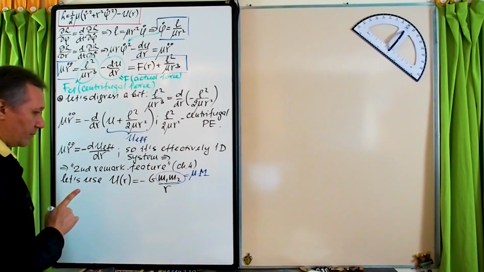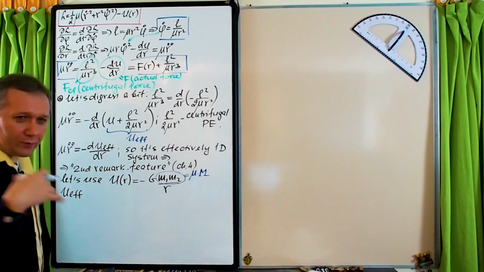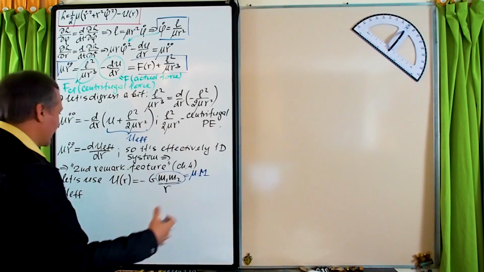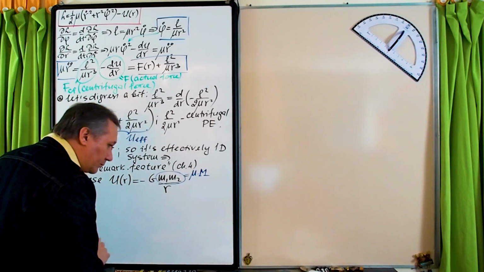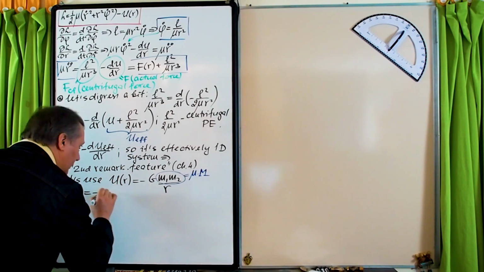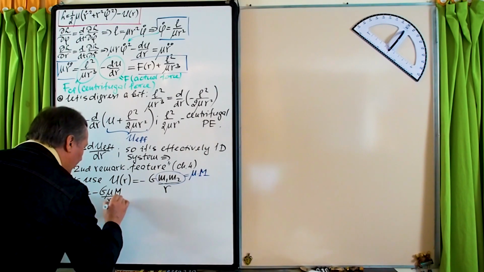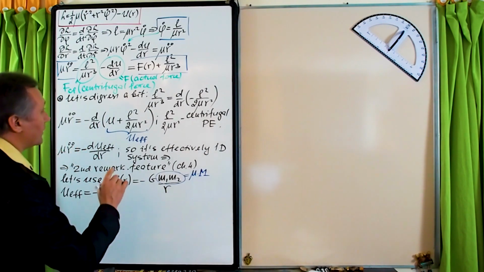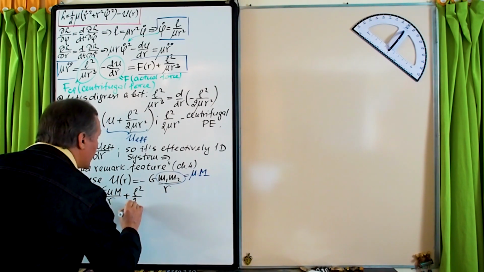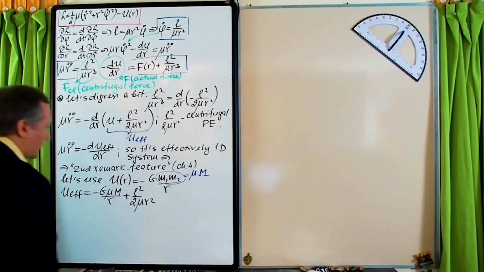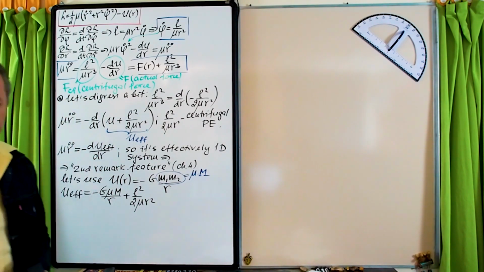No, I doubt that I will be able to fit. Okay, we'll see. So U effective, every time I have to think about space. Do I have enough space on the whiteboard? So it will be equal to minus G mu M over R, and where is my centrifugal? Okay, here. Plus L squared over 2 mu R squared. So that's the effective potential energy, not potential.